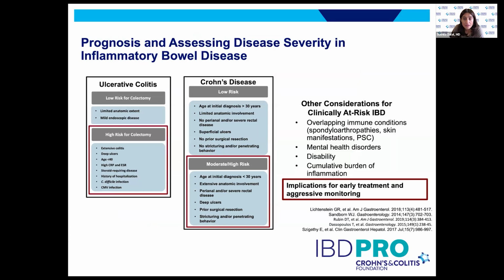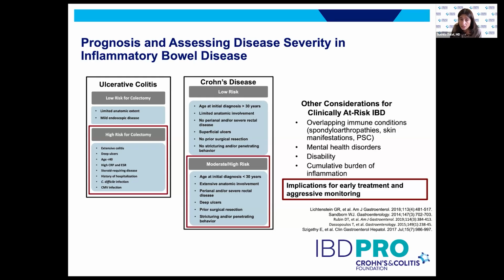And so what are the things that can really tell us how severe disease is? The patients with ulcerative colitis that are low risk for colectomy are the ones that have limited extent, or proctitis or proctosigmoiditis, the patients that have mild endoscopic disease activity. The ones that are higher risk for colectomy are those that have extensive colitis, that have deep ulcers, that are diagnosed at an early age, that have really high inflammatory markers, that are requiring steroids or hospitalization, and that also have opportunistic infections like C. diff or CMV. These are markers for a sick, vulnerable colon that any of these opportunistic things can take over.